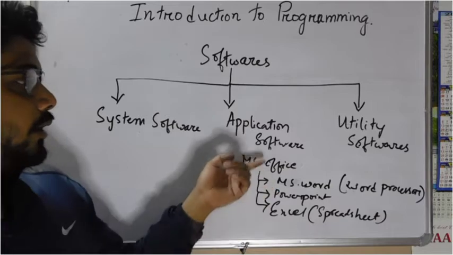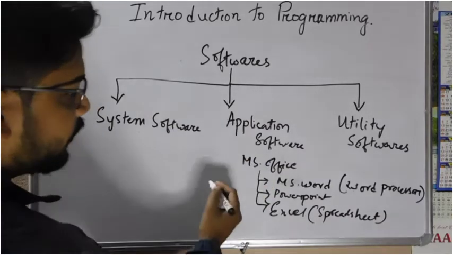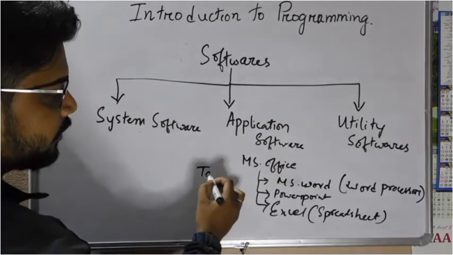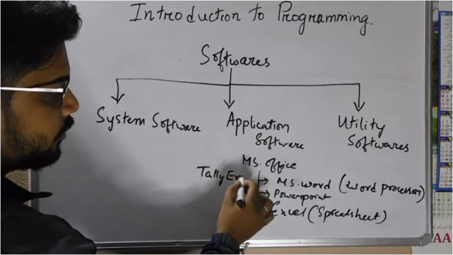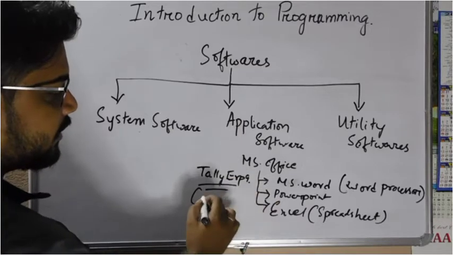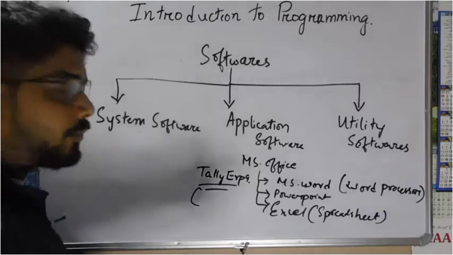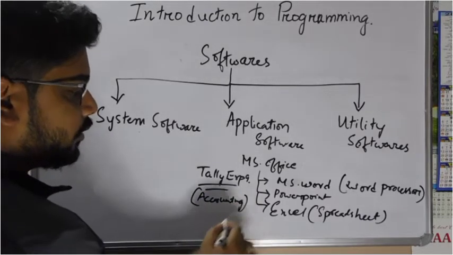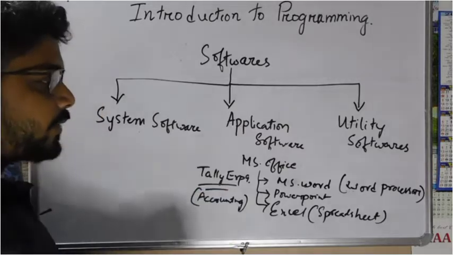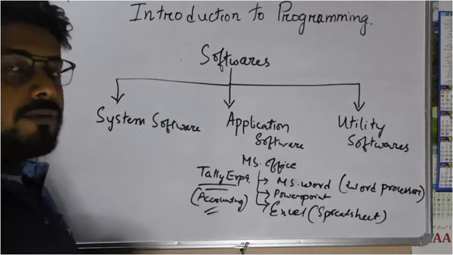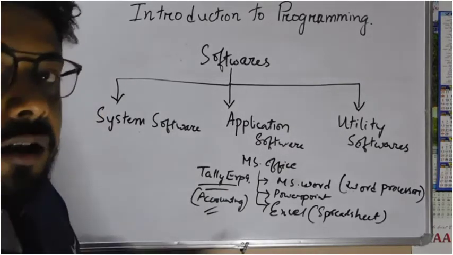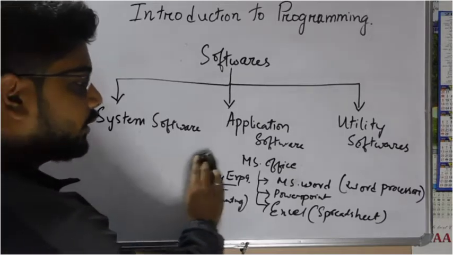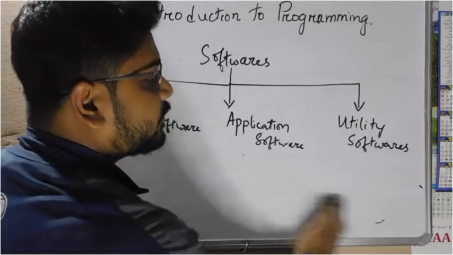Then there is another example of application software. For example, you might have heard about Tally, right? This Tally ERP9 is also meant for a specific purpose, that is accounting. So Tally ERP9 is another software which is responsible for accounting. It is a kind of accounting software. Then let us go to some more examples.